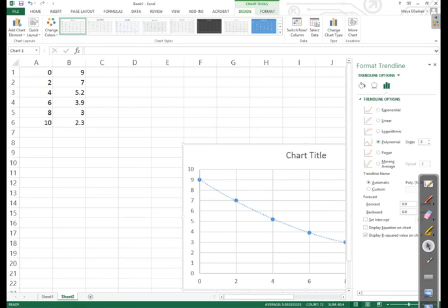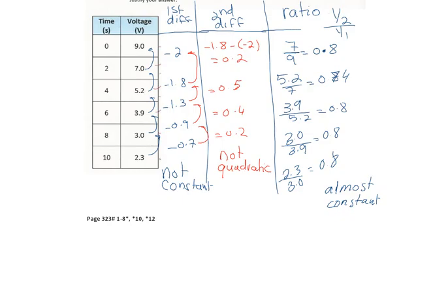Now, this is a very close call, so there's no way I can tell you if you're right or wrong. But if I'm looking at my table of values, I can tell you right away that this is not constant, so you can't use that. Okay? You have to stick with the exponential.